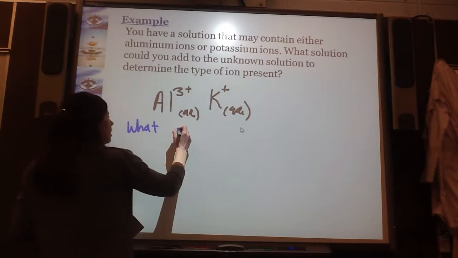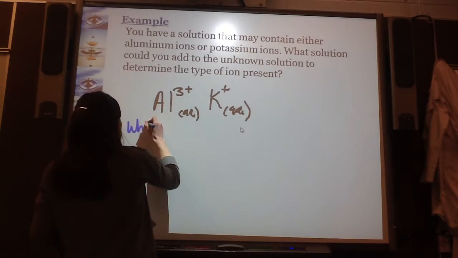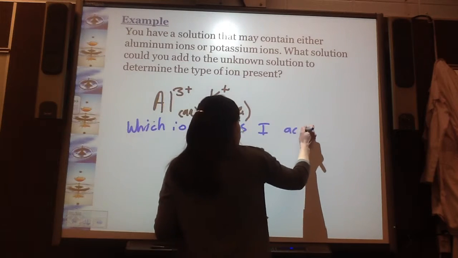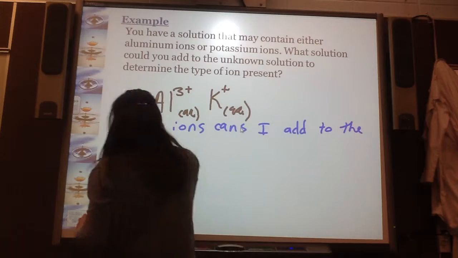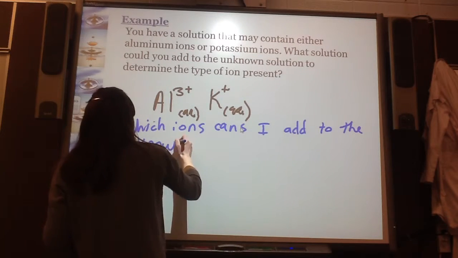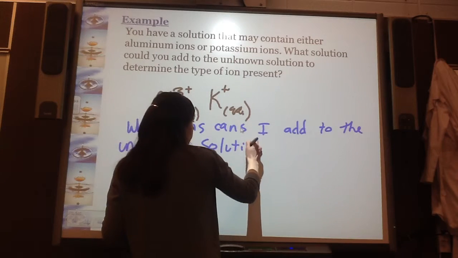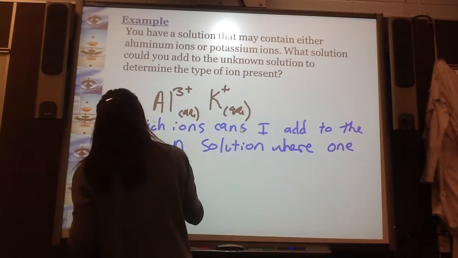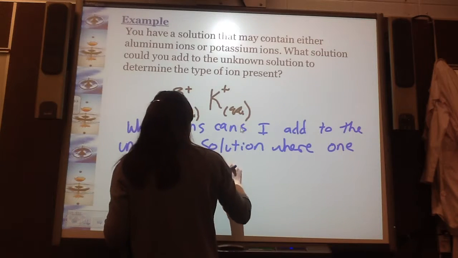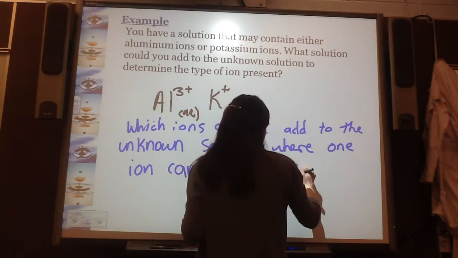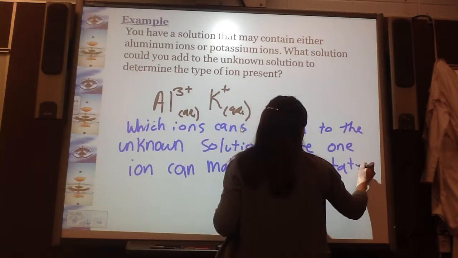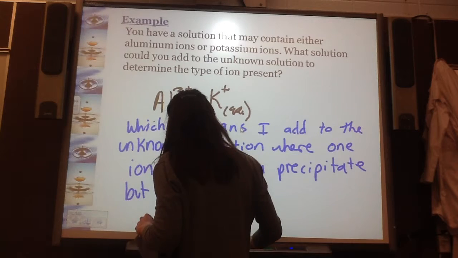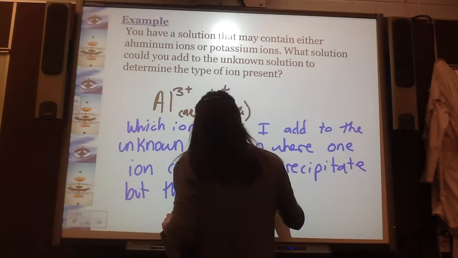Which ion can I add to the unknown solution where one ion can make a precipitate, but the other will not?